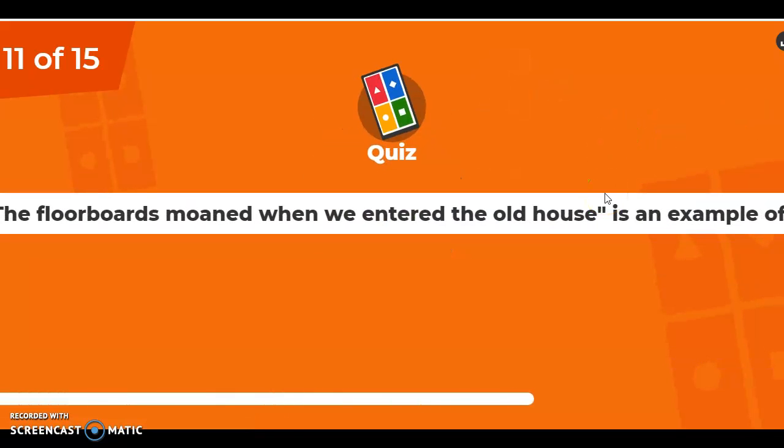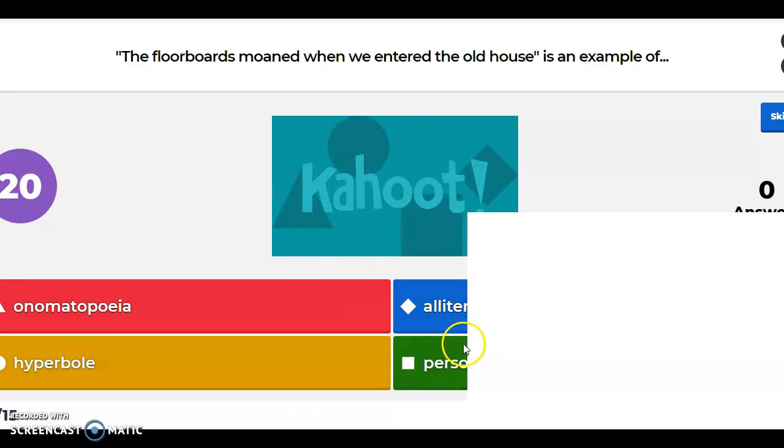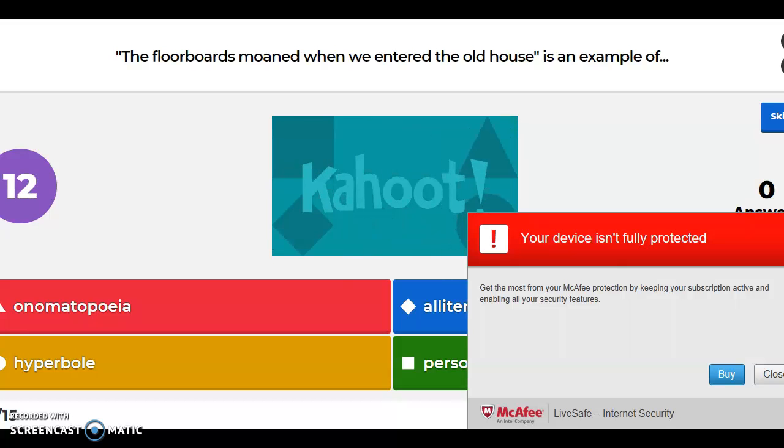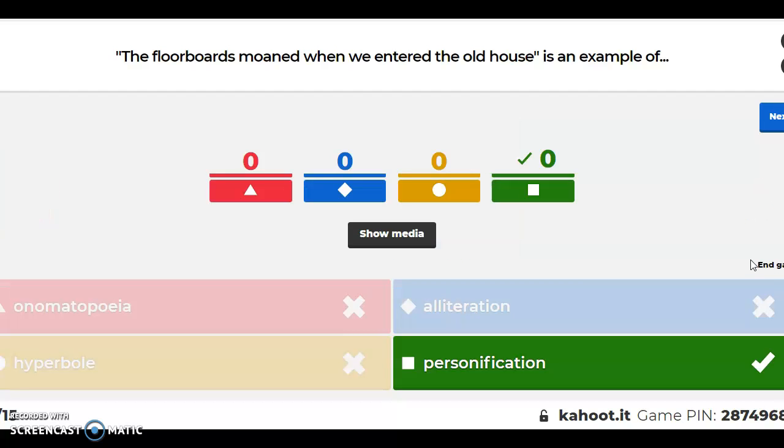The floorboards moaned when we entered the old house is an example of onomatopoeia, alliteration, hyperbole, personification. Sorry, this white box popped up. Personification, because again, floorboards can't moan. A person can moan.